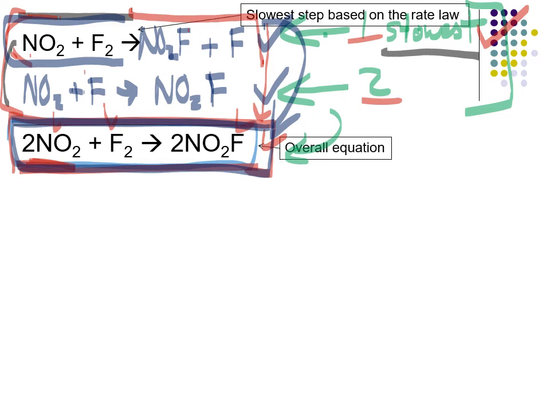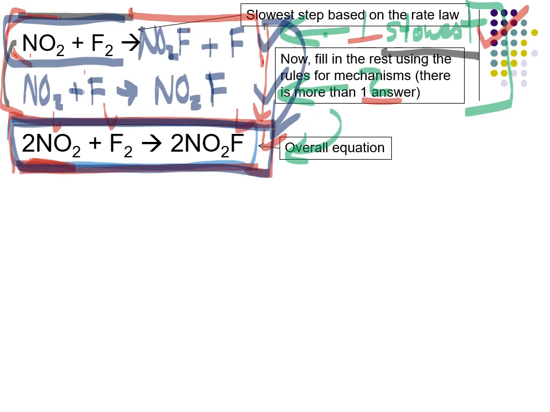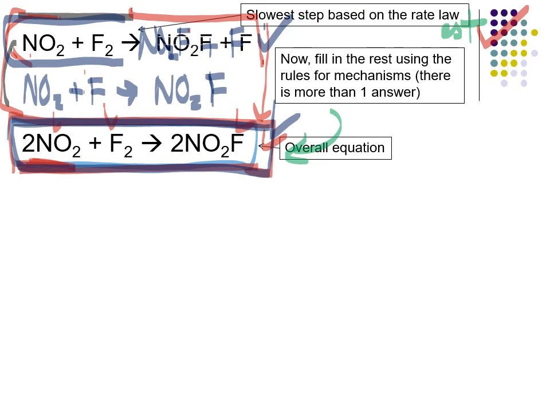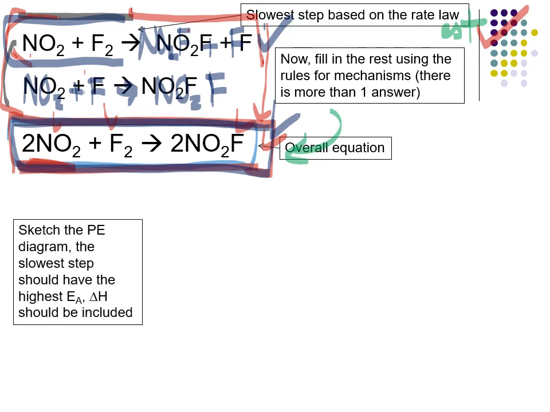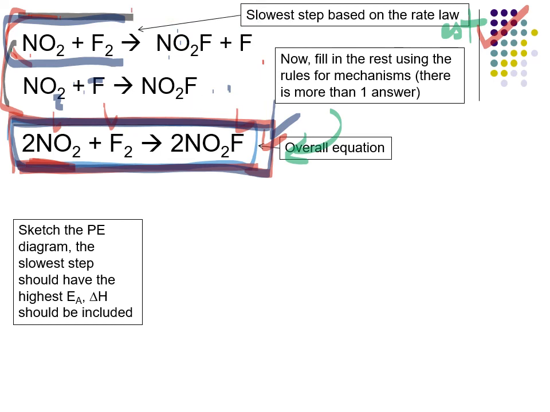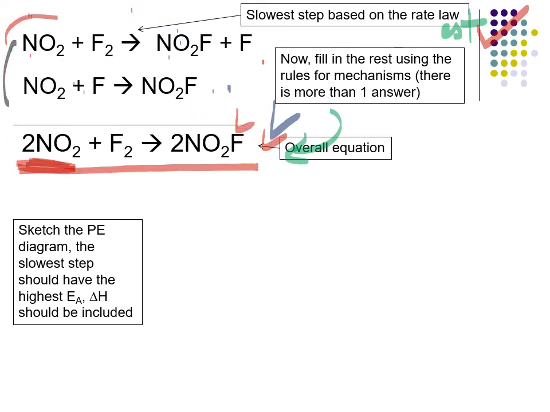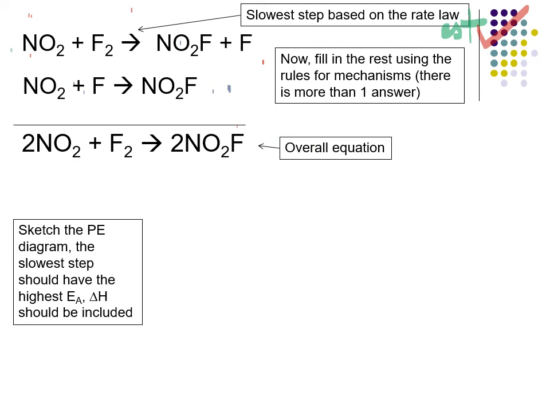So slowest step based on the rate law, I need the overall equation. Again, you can come up with more than one mechanism for this given reaction as long as you follow those three rules. Let's get rid of my chicken scratch here so you can see the same information but legible. So this as a proposed mechanism works quite well. It follows all three rules, so it's a good mechanism.